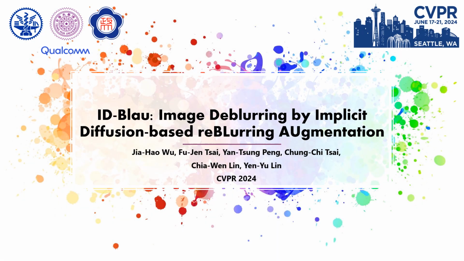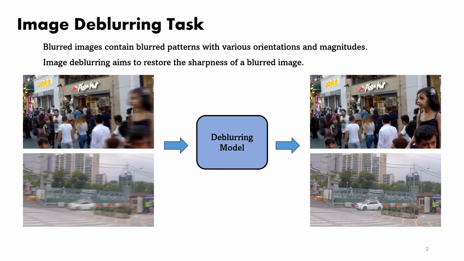Hello everyone, I would like to present our paper ID-Blau: Image Deblurring by Implicit Diffusion-based reBLurring Augmentation. Camera shakes or object movements cause unpleasant motion blurs. Such blurs are usually non-uniform, leading to locally and globally undesirable artifacts. Therefore, image deblurring aims to remove these blurry patterns from a single blurry image.